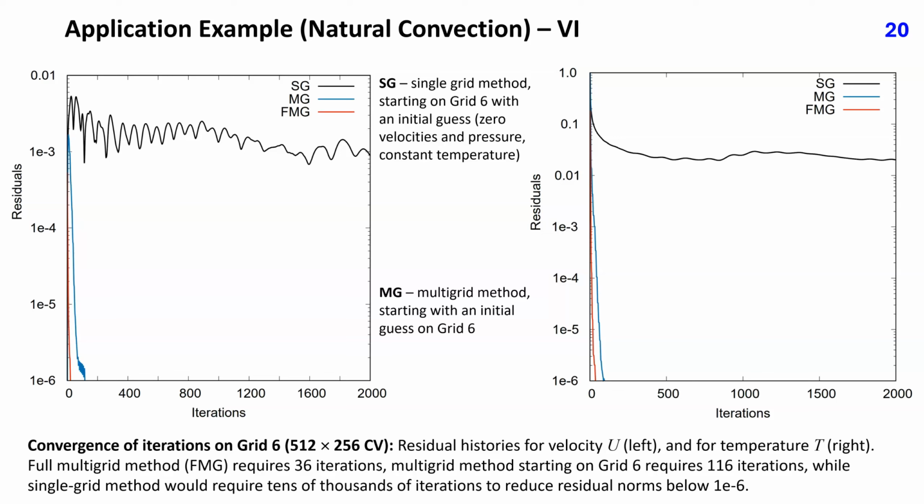This slide shows the same information as the preceding slide, but for the finest grid, 512 by 256 control volumes. Shown are residual histories for velocity u on the left and for temperature T on the right. Full multigrid method requires 36 iterations. Multigrid method starting on grid 6 requires 116 iterations, while single grid method would require tens of thousands of iterations to reduce the residual norms below 10 to minus 6.